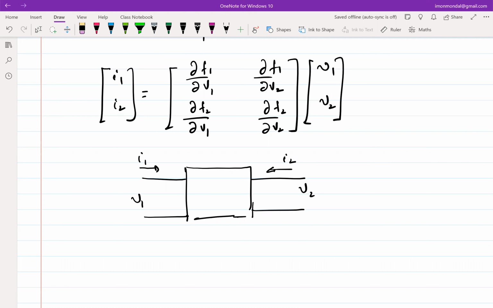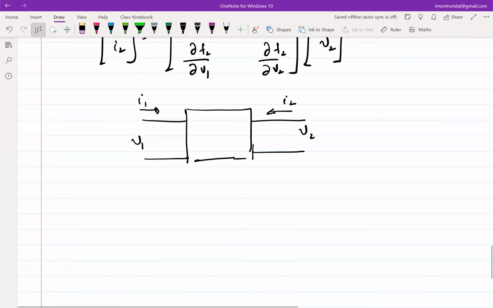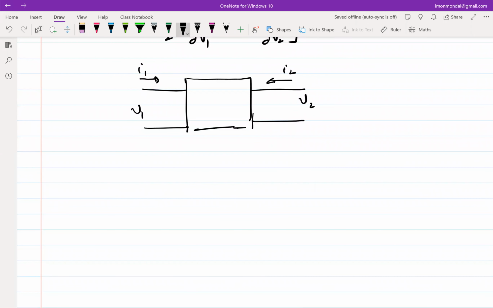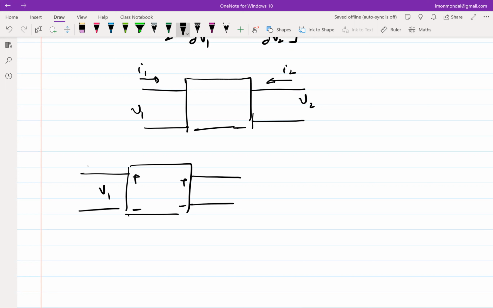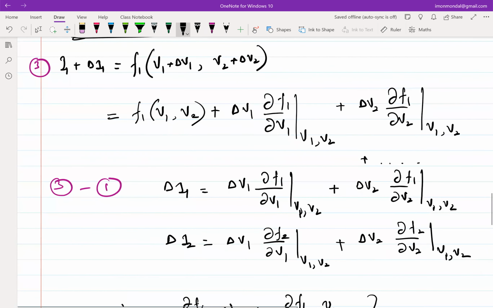So if you don't know this, let me refresh your memory a bit, or you can also go and look it up. Let's assume this is a generic two-port network. By the way, why do I call this two-port? Because it has two ports, right? So which means that I have V1, I1, and I'll have V2, I2. I should be able to relate I1 with V1 and V2, and I2 with V1 and V2. That's what we did at the first step.